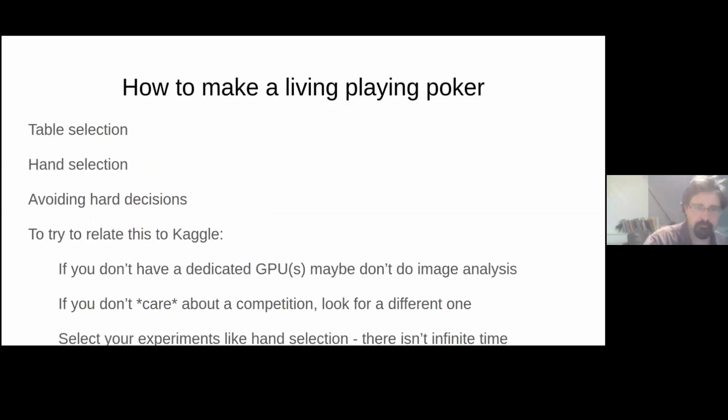So why are you there if you want to do a Kaggle competition? These are some actual skills. The first one in playing poker is table selection. So decide why you're there and pick the right place to sit. I left out position selection, but we won't worry about that. Hand selection: I kind of equate this to running the right experiments, and avoiding hard decisions is important in poker. Set it up beforehand so that you're not making those tough calls.